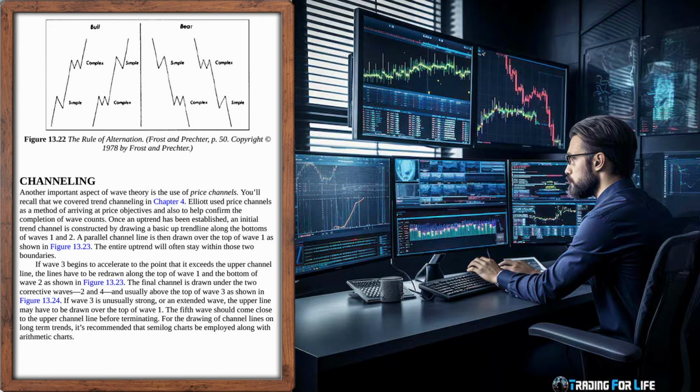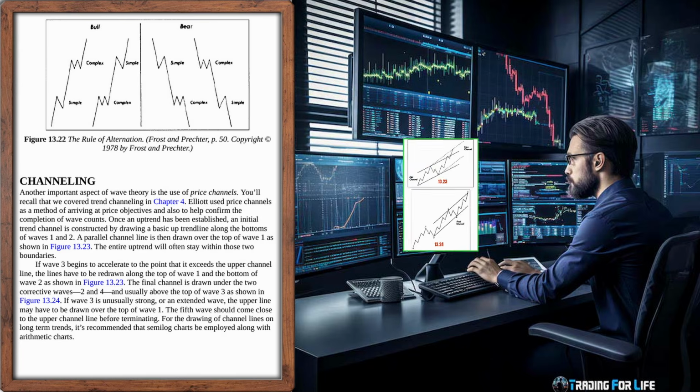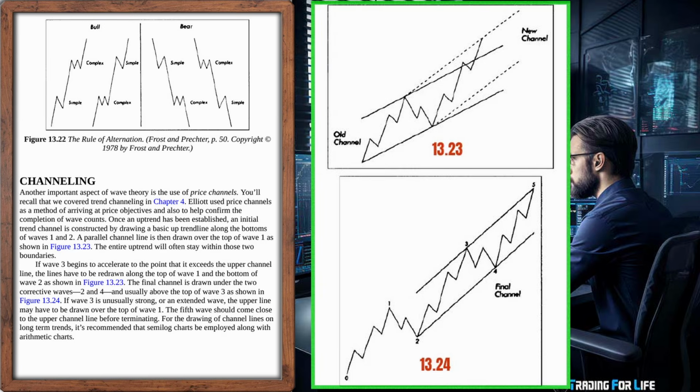Once an uptrend has been established, an initial trend channel is constructed by drawing a basic uptrend line along the bottoms of waves 1 and 2. A parallel channel line is then drawn over the top of wave 1, as shown in figure 13.23. The entire uptrend will often stay within those two boundaries. If wave 3 begins to accelerate to the point that it exceeds the upper channel line, the lines have to be redrawn along the top of wave 1 and the bottom of wave 2, as shown in figure 13.23.